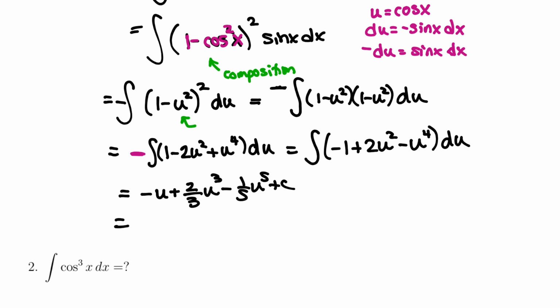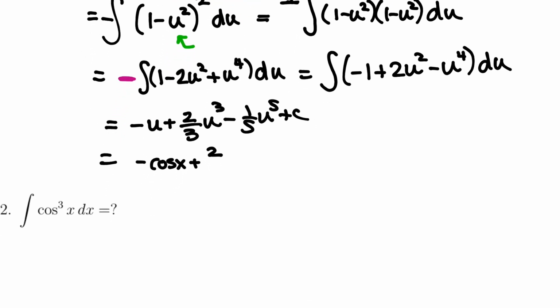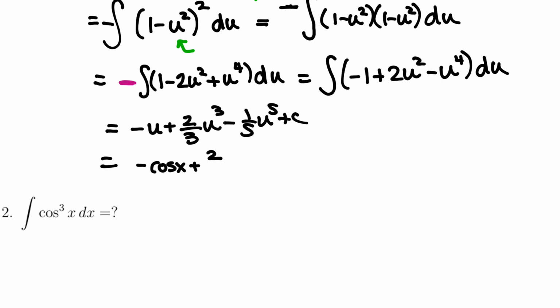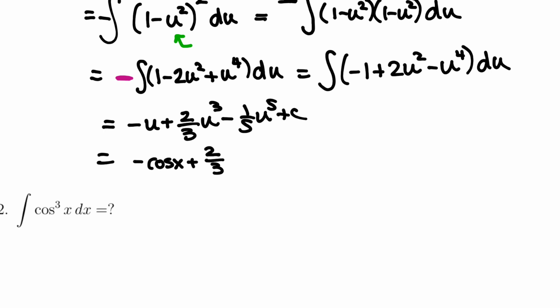Yeah, Anand, give me what we got here. Negative cosine of x plus, can you see it? Is it low? Can you see it? Plus 2/3. That's a bad position for that board, isn't it? 2/3. I'm just learning that. Cosine cubed of x minus 1/5 cosine to the 5th of x. Plus c. Perfect.